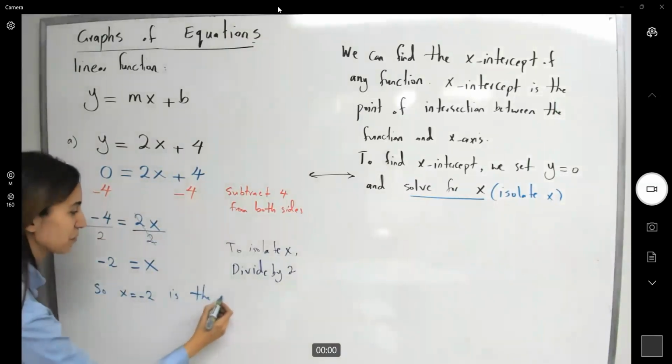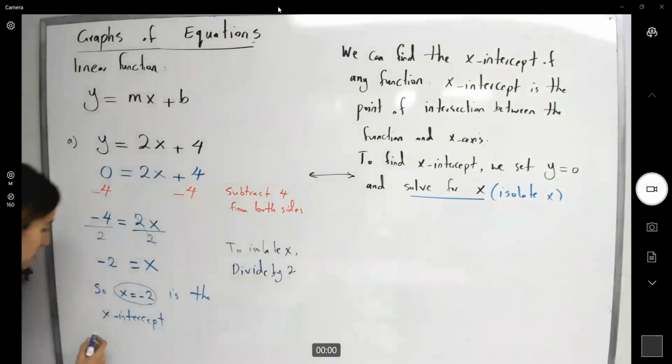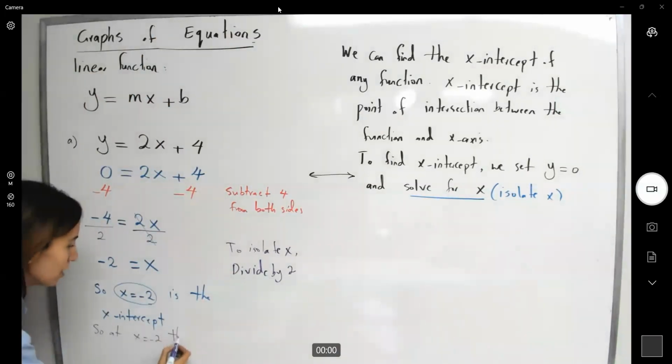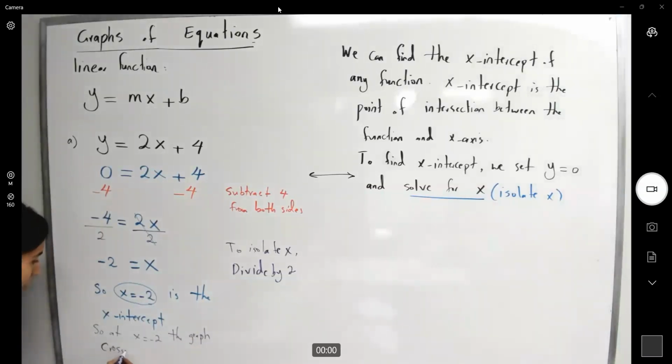This is the x-intercept. It means that at x equals -2, the graph crosses the x-axis.